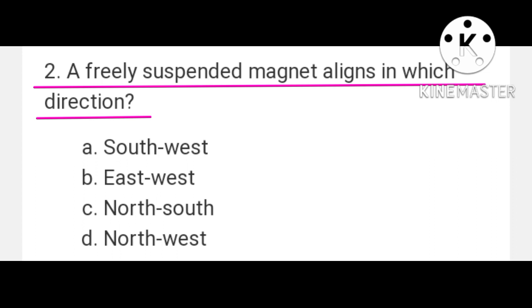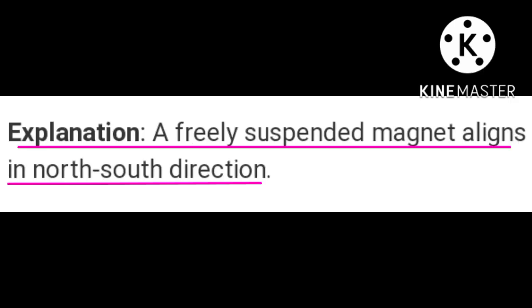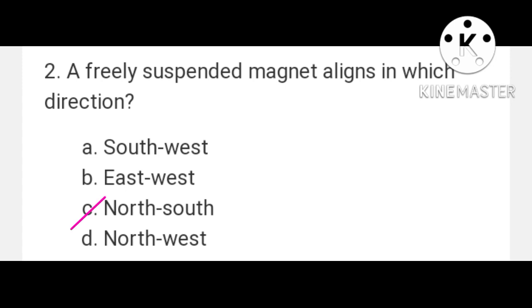Question number 2. A freely suspended magnet aligns in which direction? A option southwest, B option east-west, C option north-south, D option northwest. Explanation. A freely suspended magnet aligns in the north-south direction. When we suspend a magnet freely, it always points towards the north-south direction. C is the correct option. A freely suspended magnet aligns in the north-south direction.